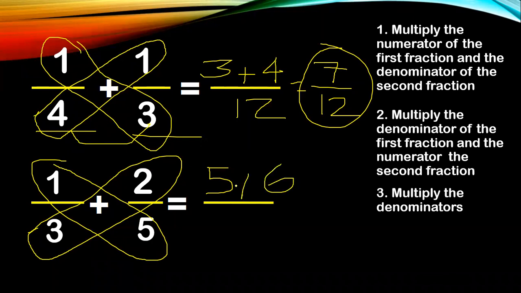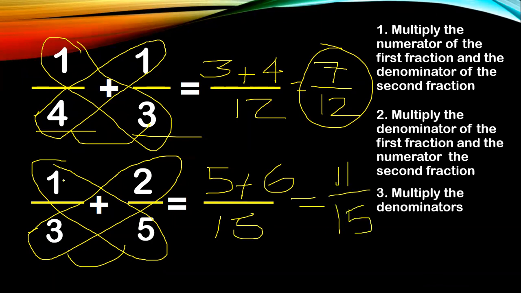Copy the operation, that is addition, and then multiply the denominators, that is 3 times 5 and that is 15. And then do the operations, that is 5 plus 6, that is 11, and then the denominator is 15. So the answer for 1/3 plus 2/5 is 11/15.